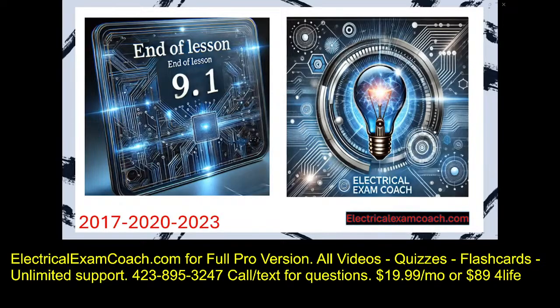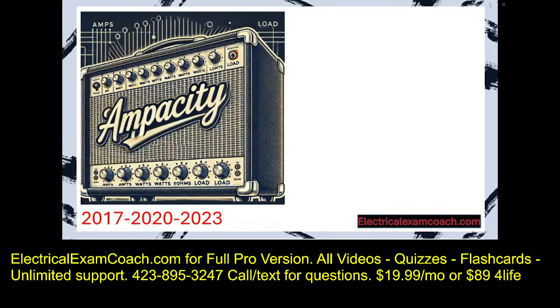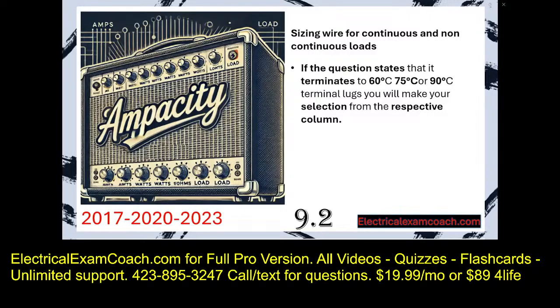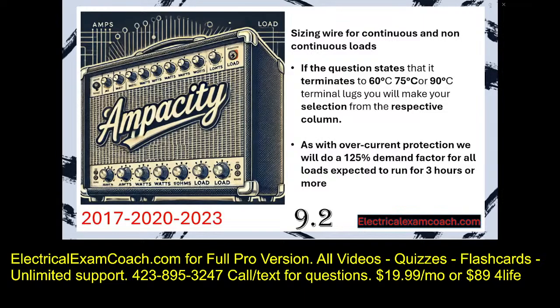Let's get to it. Hey everyone, welcome back. I am the Electrical Code Coach from electricalexamcoach.com, and this is lesson 9.2 in our video series. In this lesson, we're going to be sizing wire for continuous and non-continuous loads. Let's recap on the basics before we get started. If the question states that it terminates to 60, 75, or 90 degree C terminals, we're going to make our selection from that respective column under normal circumstances. And the second one is, as with overcurrent protection, like we learned before, we're going to do 125% demand factor for all loads that are expected to run for 3 or more hours.